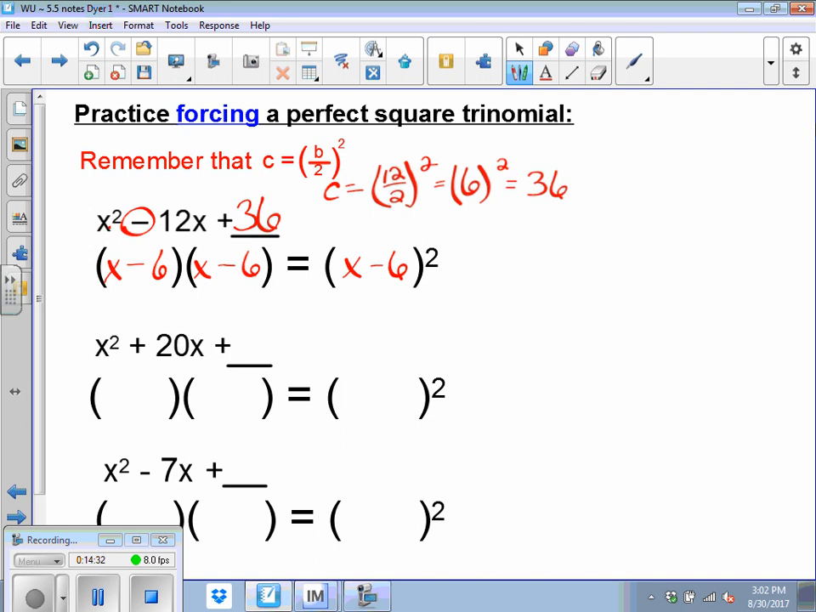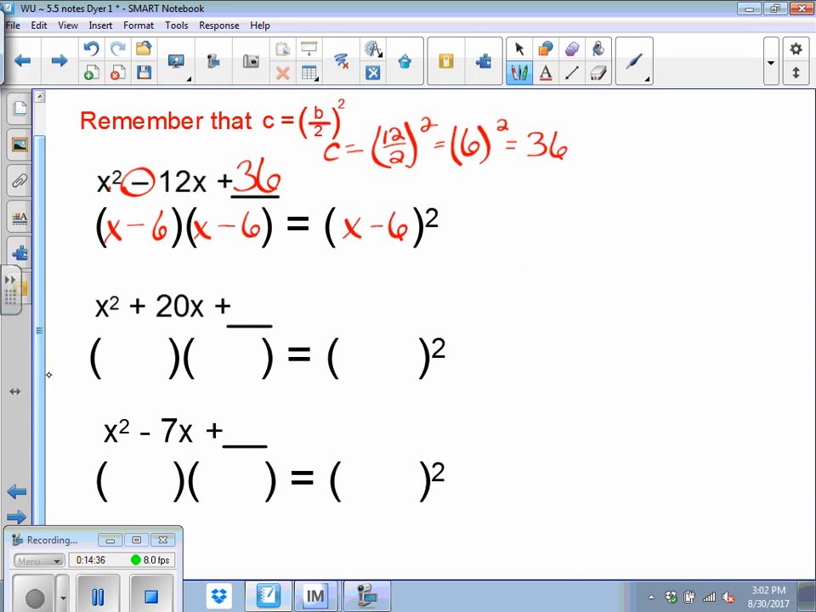Everybody see that? Okay, let's do the next one. So let's figure out what C is. What has to go here? So C is equal to, B is 20, right? 20 divided by 2, and then you have to square it. 20 divided by 2 is 10, squared is 100. So this has to be 100. So what do my first terms have to be?